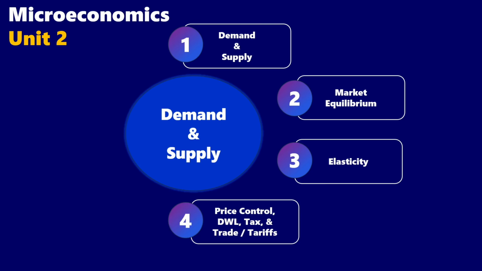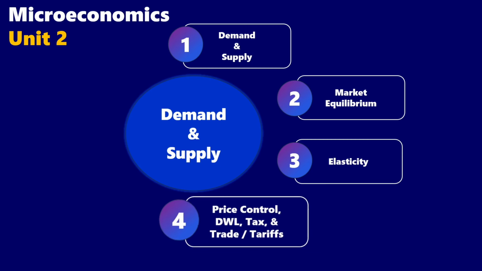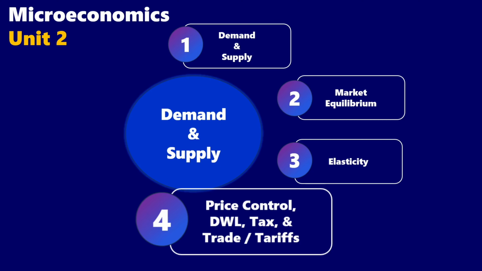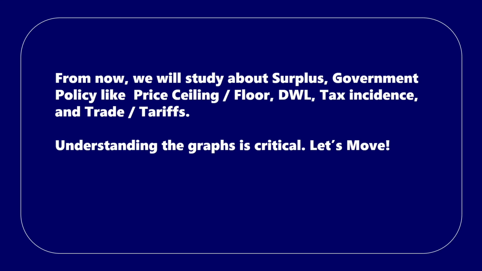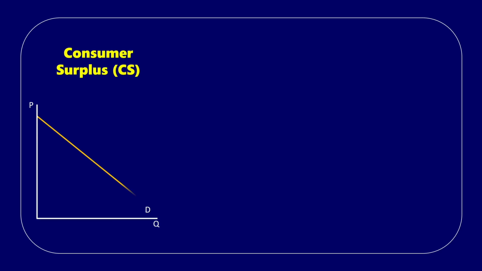Okay, now let's move on to the next topic, which is price control, deadweight loss, tax, and trade and tariffs. From now on, understanding these graphs is critical. So pay attention and take some notes. Okay, now let's talk about surplus, which is really just the way economists measure how much people benefit from a market. Let's start with consumer surplus.